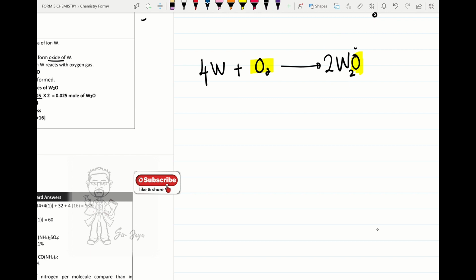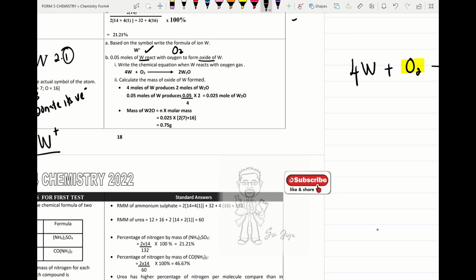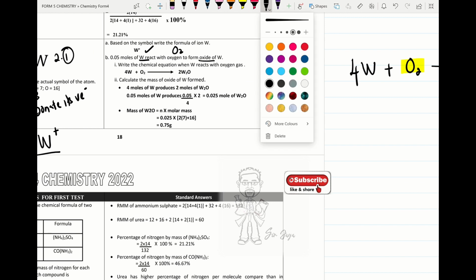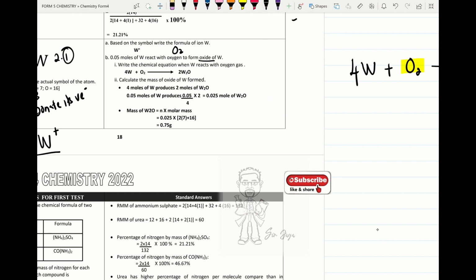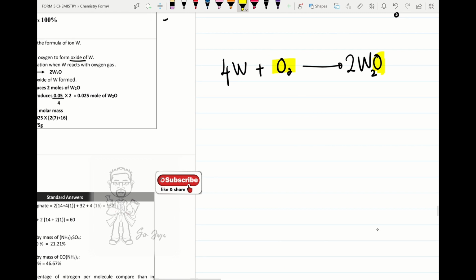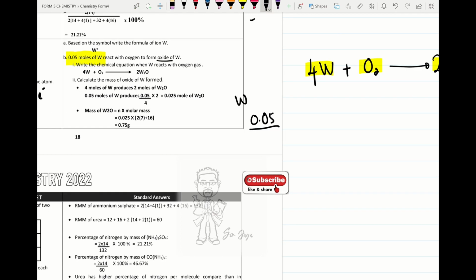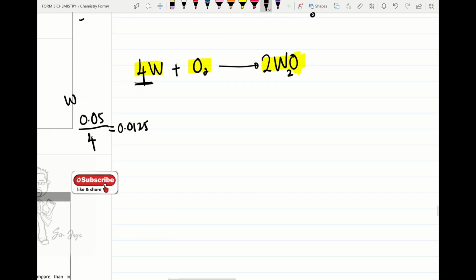Right, so next question. Calculate the mass of oxide of W formed. Alright, so this is known as stoichiometric calculation. The information given to us is 0.05 mole of W. Alright, so we need to find the mole ratio of W to W2O. So how to find here? The 0.05 mole of W is given here. So we check this value, we divide by 4. So the answer will be 0.0125.